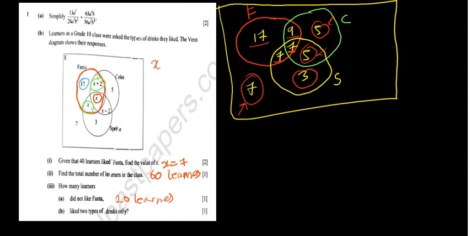So let's look at the last part, which is question 1B3B, which says how many learners liked two types of drinks only. So I believe it's this. These liked Fanta and Coke, Fanta and Sprite, Coke and Sprite, and it's simply 7 plus 9 plus 5, which is going to give us 21. So we're going to get 21 learners there. 21 learners, and that's simply how you go about answering that question.